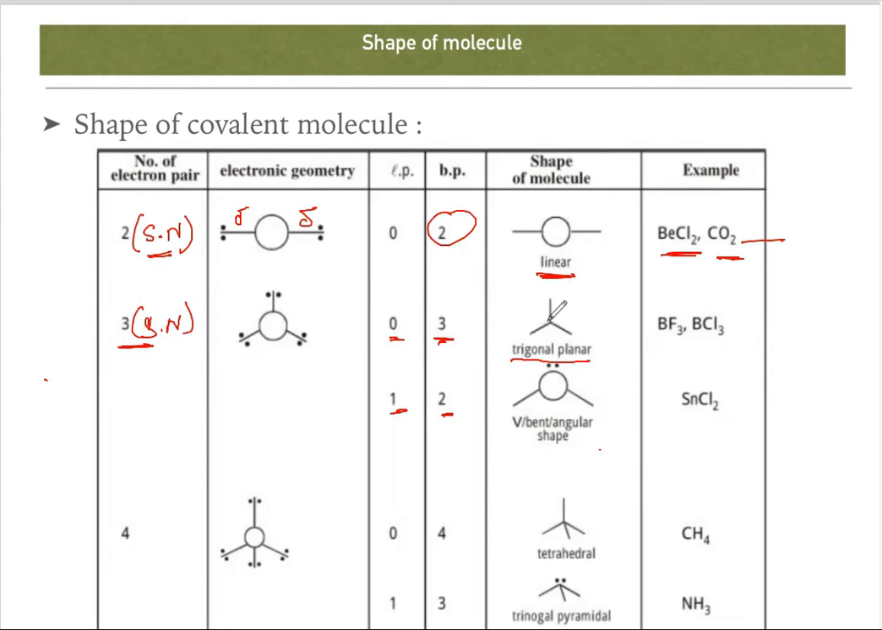So this is the geometry of this molecule. What is the angle? Angle is 120 degree. This is trigonal planar. Example is BF3, BCl3. Okay. Next, coming to only one lone pair, but steric number remains the same.